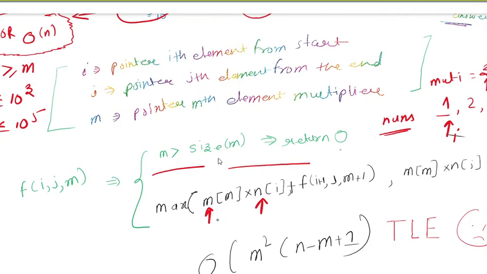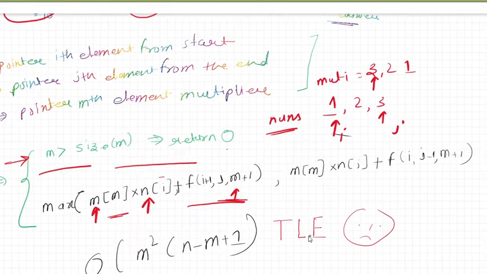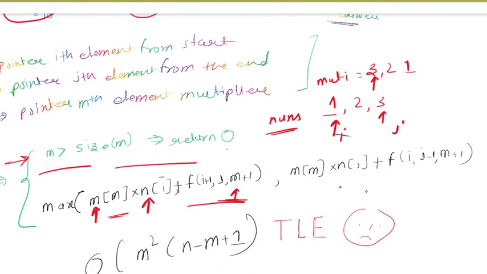So if this is the case, we return 0. Else we multiply the first element of the multiplier array with the first element of the nums array, and this is the subcase which we have to solve. F of I, since we have used the ith element, we will be having only I plus 1 to j elements, and in the multiplier we will have only m plus 1. So the max of this and this, here we are using the element from the end, right? You can see the j pointer, and this is the subcase.